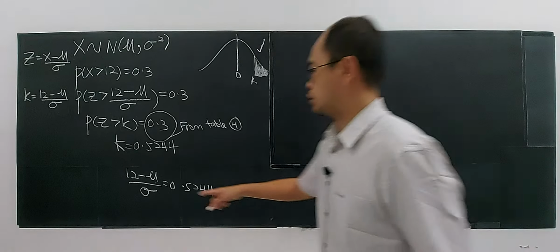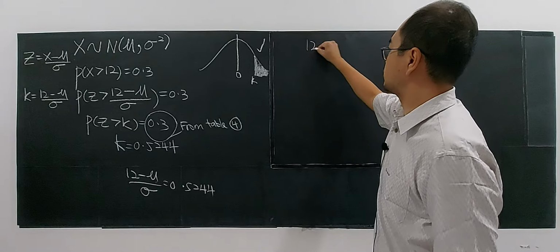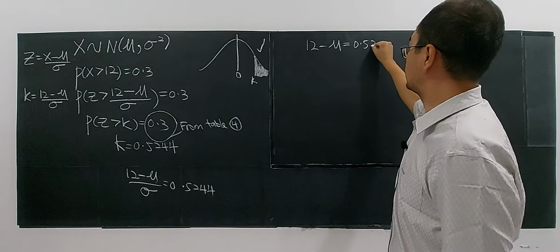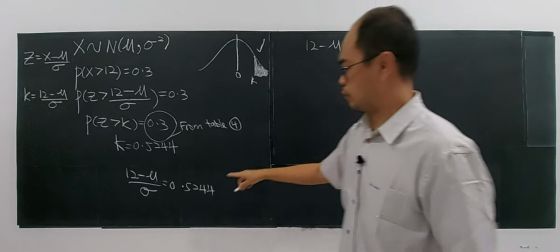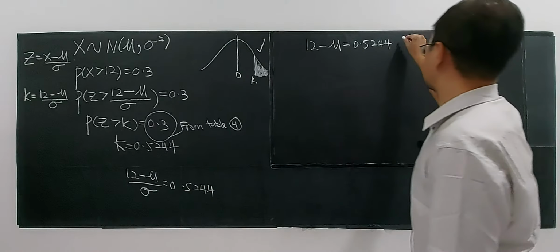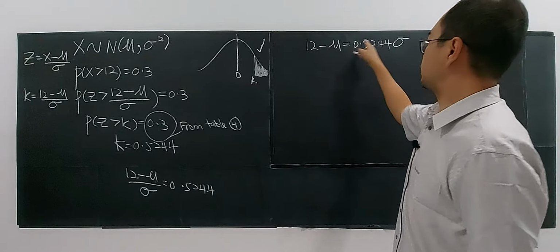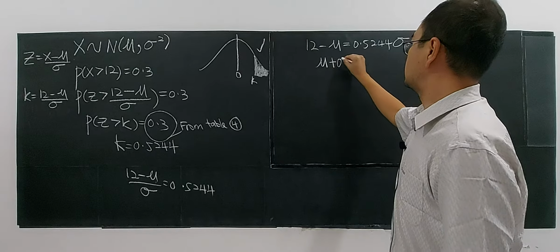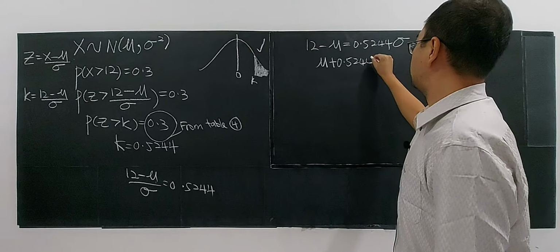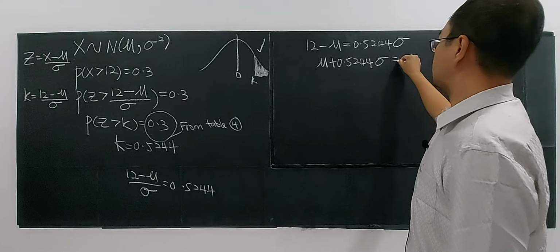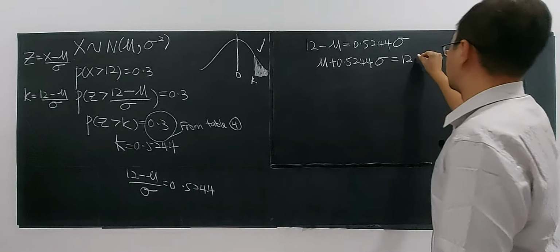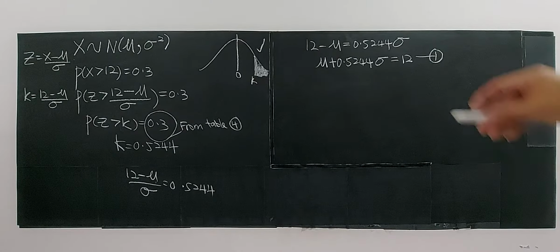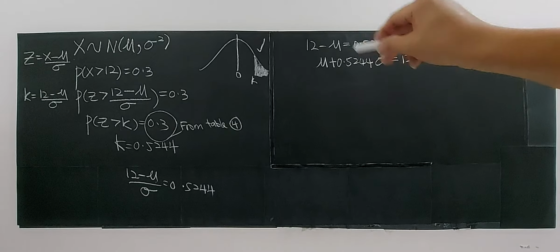So it's a linear equation. We have 12 minus mean equals 0.5244 multiplied with sigma. So I bring the mean to the other side. Negative mean becomes positive: mean plus 0.5244 sigma equals 12. Now we have an equation that relates the mean with the standard deviation.